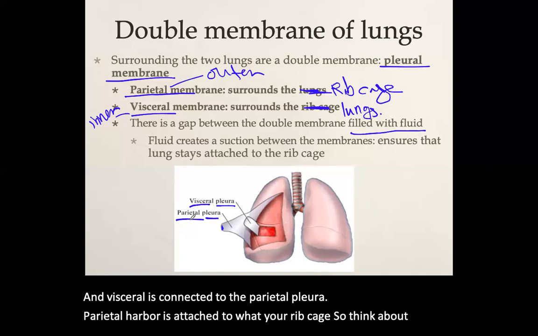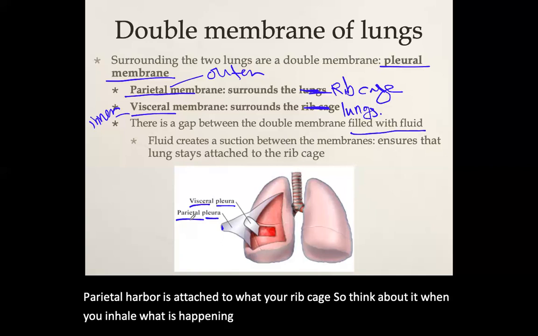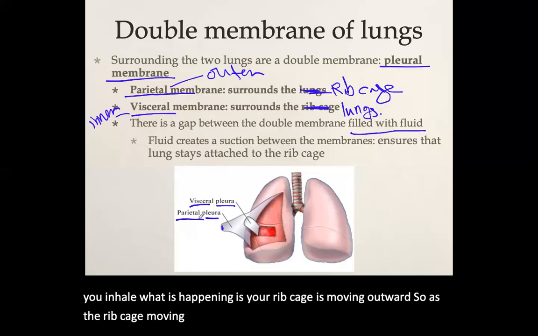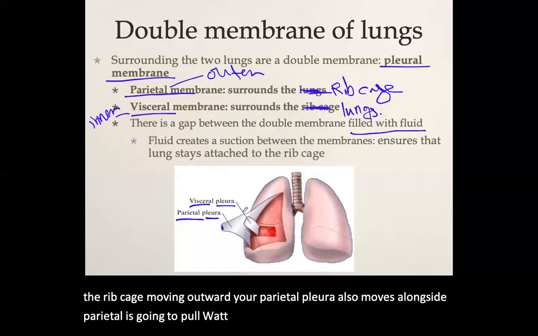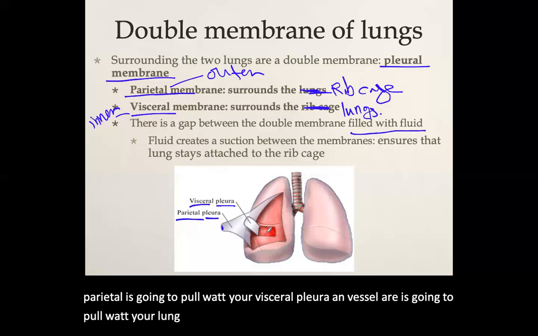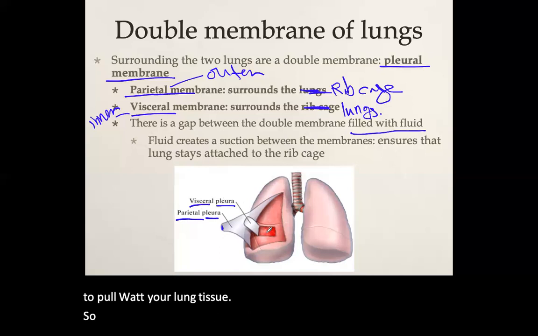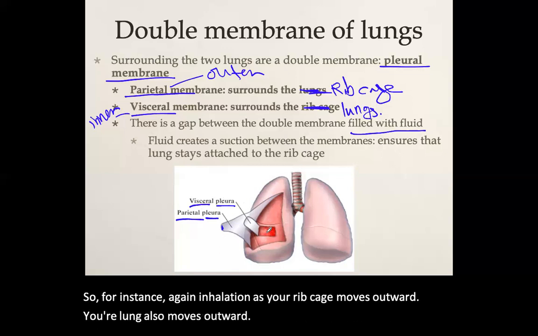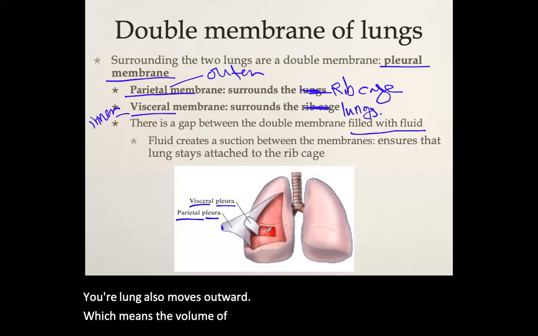When you inhale, what is happening is your rib cage is moving outward. So as the rib cage moves outward, your parietal pleura also moves alongside. Parietal is gonna pull what? Your visceral pleura, and visceral is gonna pull what? Your lung tissue. So, for instance, again, in inhalation, as your rib cage moves outward, your lung also moves outward, which means the volume of your lung is increasing or your lungs are expanding.